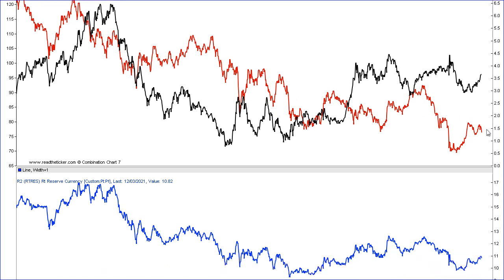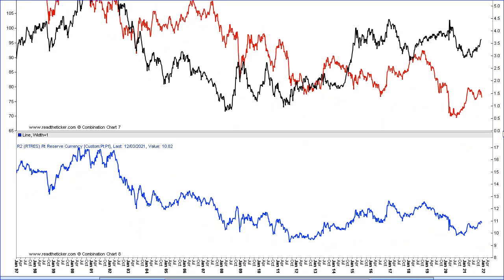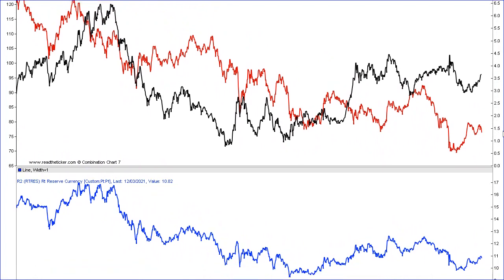So in front of me I'm using a combination chart. The brown is the 10-year interest rate and the black is the US dollar, the DXY. We've got a weekly chart going back to about 1997, so it's a pretty big time frame. Now what I want to show you is this blue line here. I've called it the RT reserve currency. This is a custom index, and in readtheticker.com you can build your own custom indexes. I can show you the settings here for members so they can do their own playing around.